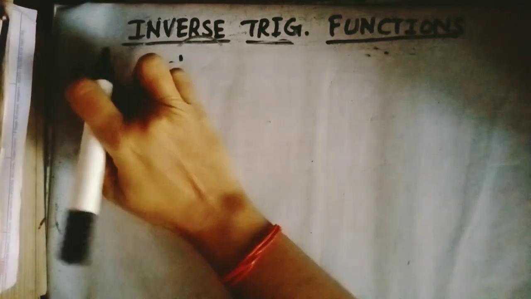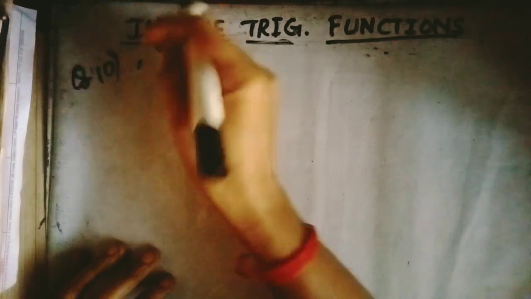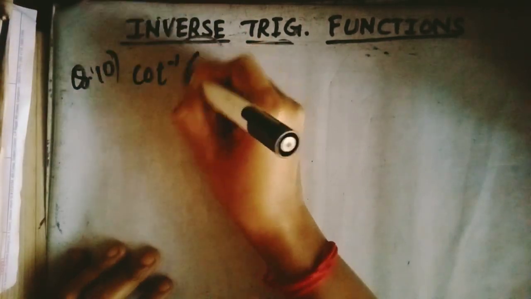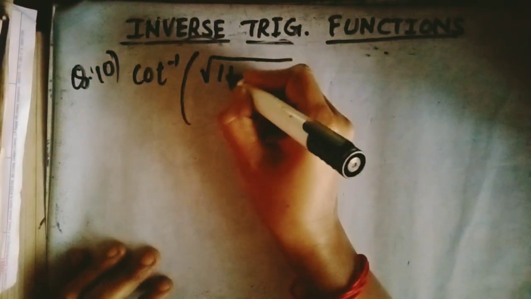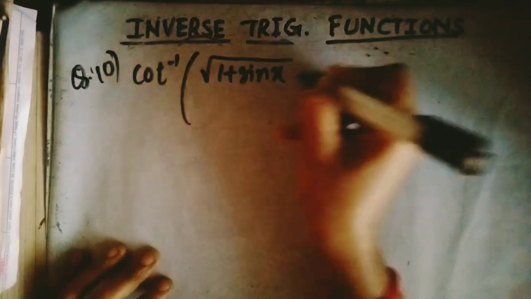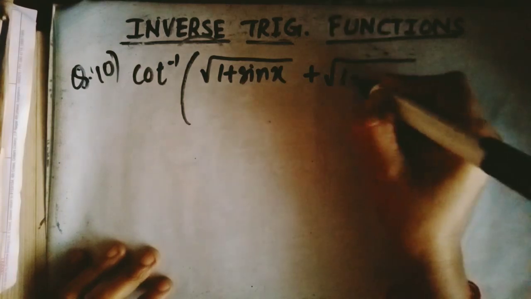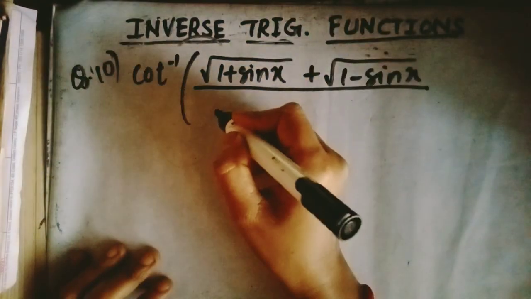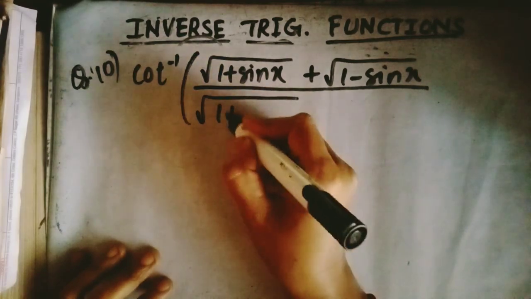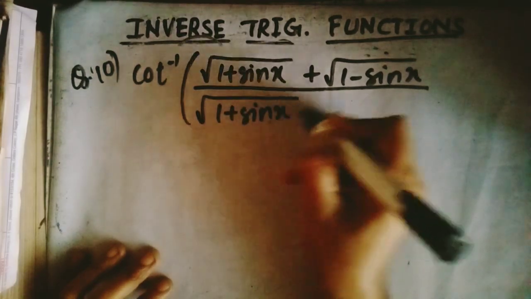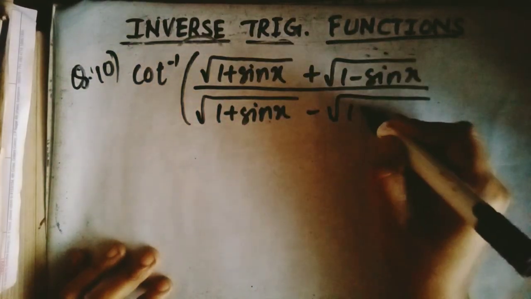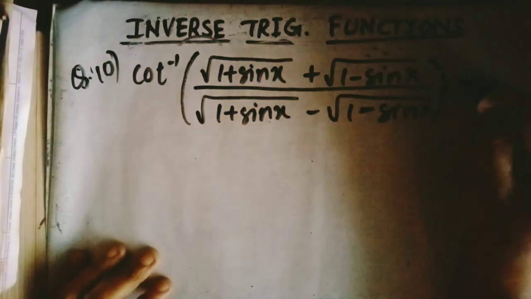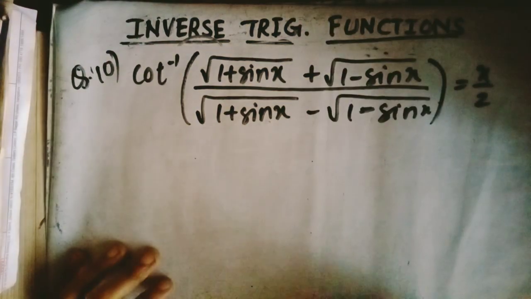Question 10. Cot inverse of root of 1 plus sin x plus root of 1 minus sin x upon root of 1 plus sin x minus root of 1 minus sin x, equal to x by 2.